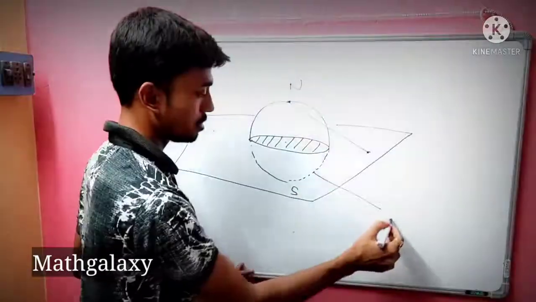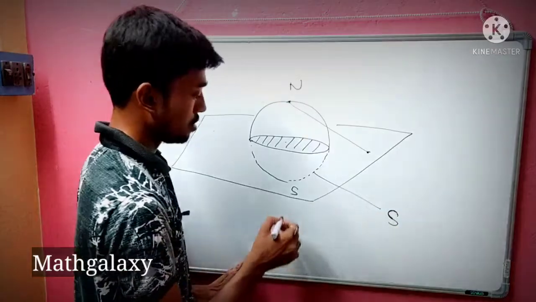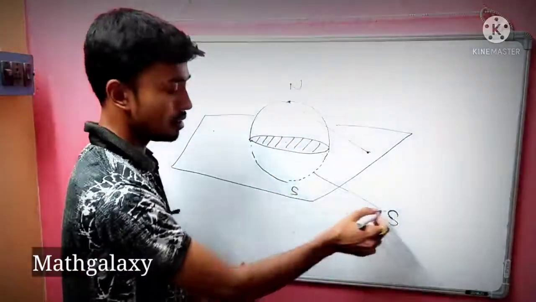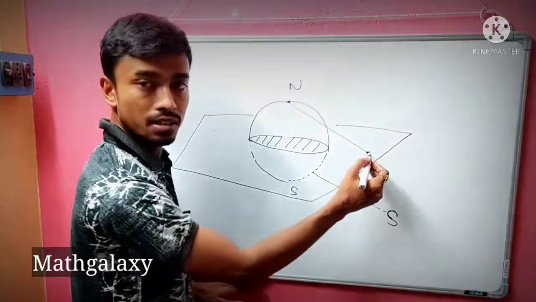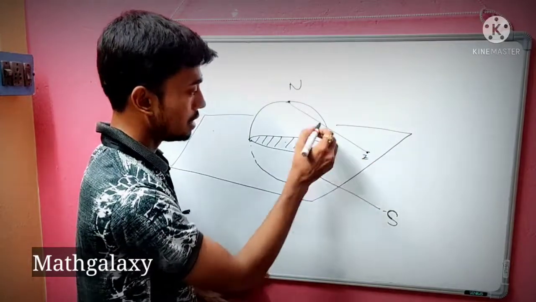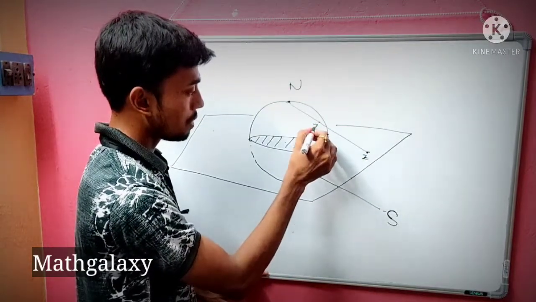You can imagine that this line cuts the sphere, which is called capital S. This is the south pole, this is the north pole. These are different. And you imagine this as, let's say, small z, and let's say this cuts at this capital Z.